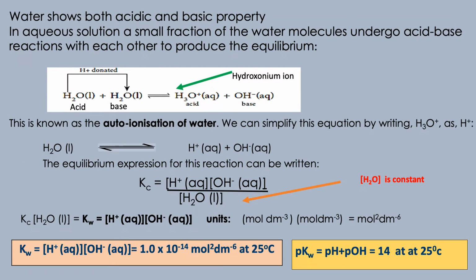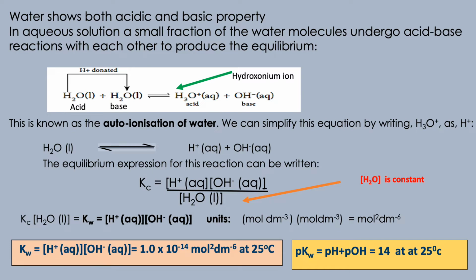Water shows both acidic and basic properties. In aqueous solution, a small fraction of the water molecules undergo an acid-base reaction with each other to produce the following equilibrium. One water molecule donates a proton to the other water molecule. The water molecule which donates the proton is acting as an acid, and the other water molecule which accepts the proton is acting as a base. They form H3O+, which is called the hydroxonium ion, plus OH- ion. The above reaction is called autoionization of water.